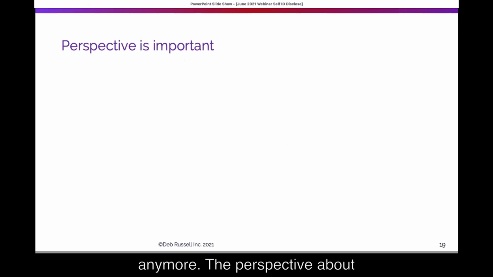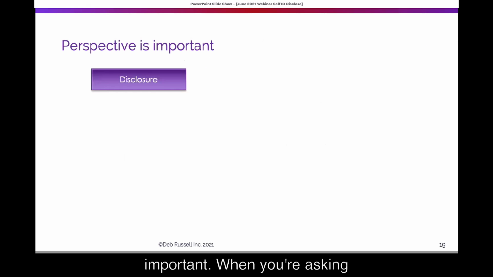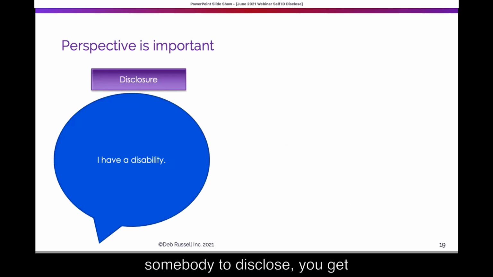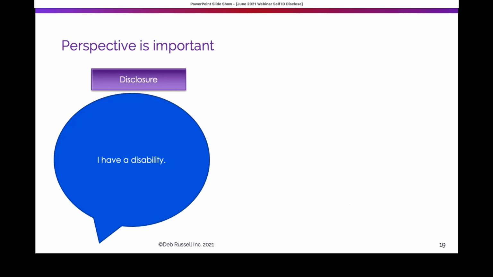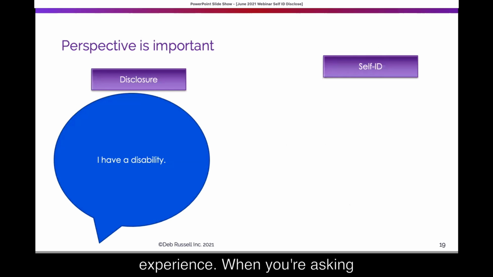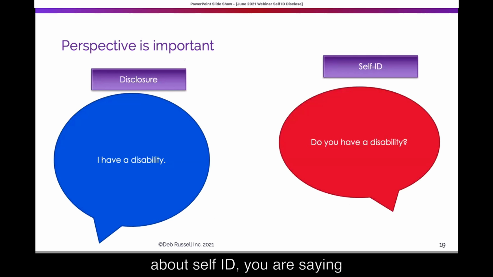The perspective about that, I think, is incredibly important. When you're asking somebody to disclose, you get them to say, I have a disability. It's a very affirmative experience. When you're asking about self-ID, you are saying, and it's almost with a stern tone, do you have a disability? That's how I read that form. And many of the people I know with disabilities who have applied for jobs or are current employees, that's how they read the form.